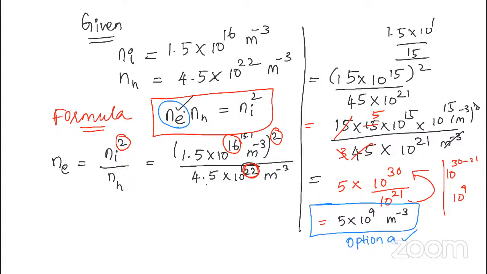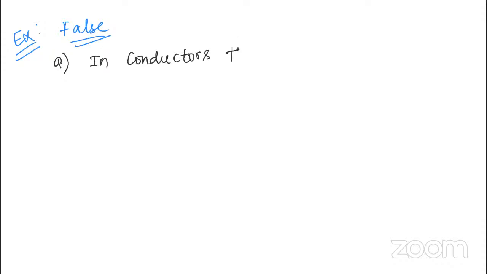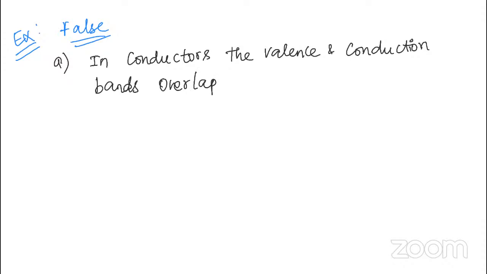Okay, very good. Next, it is a theory question. Choose the false statement. You have to find the false statement. Here, the first option is: in conductors, the valence and conduction bands overlap.